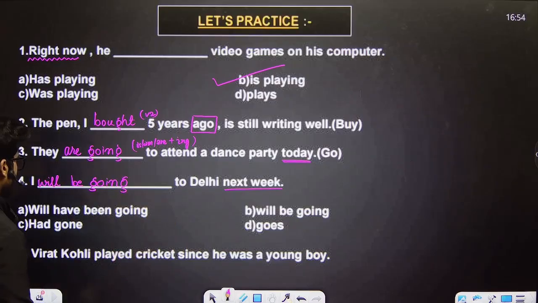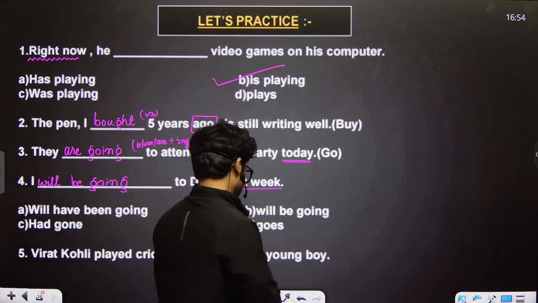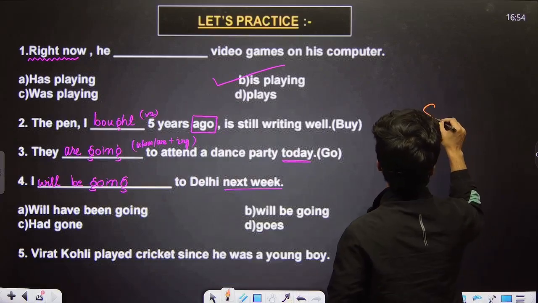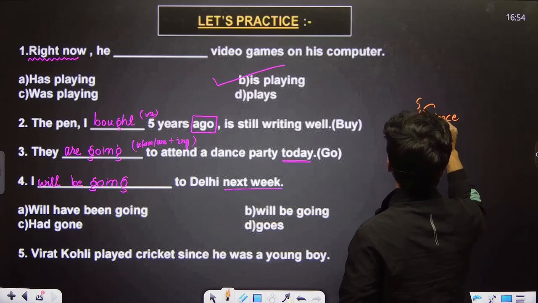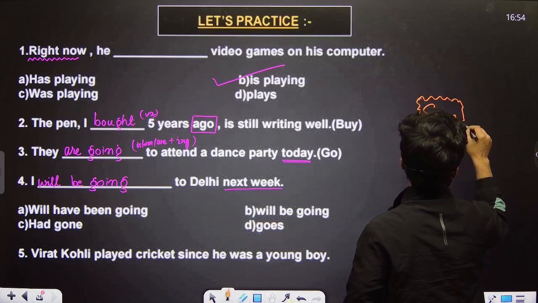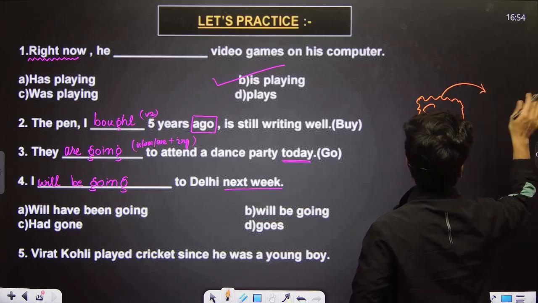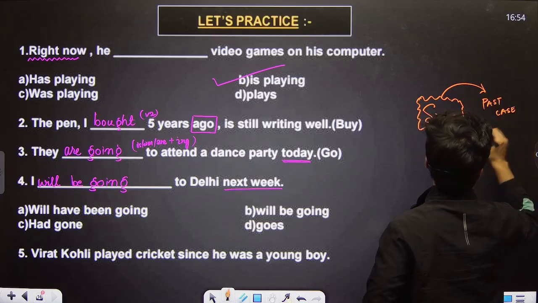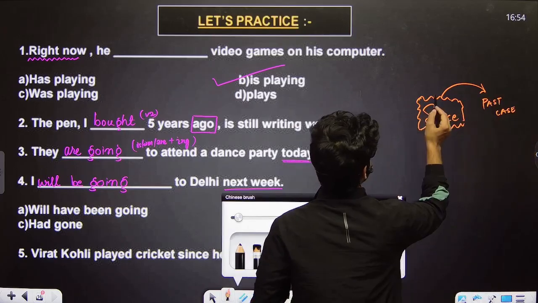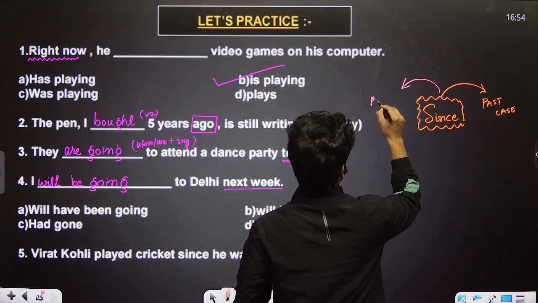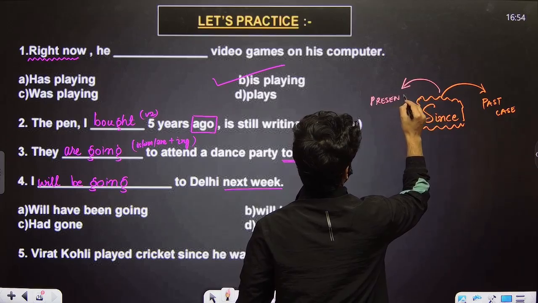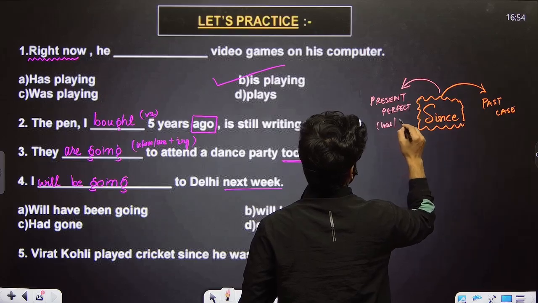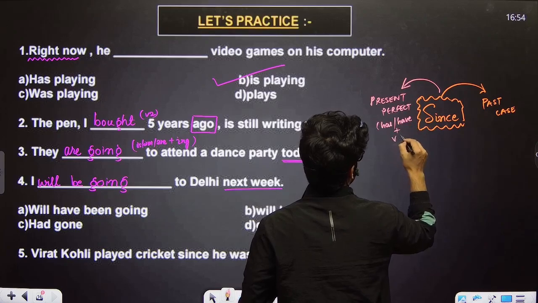Now, Virat Kohli played cricket since he was a young boy. The very first lecture which we dealt with was about since. What I have told you there: if you see since and two actions are there, the one after since will be of the past case and the previous one will be of present perfect, that is has or have plus verb 3.